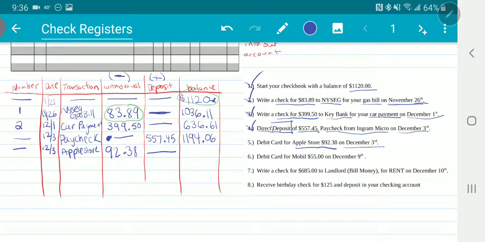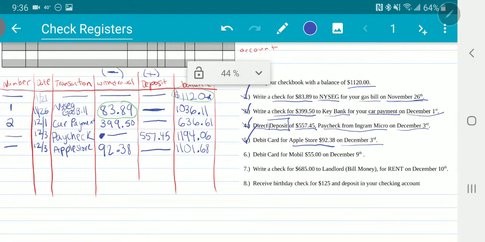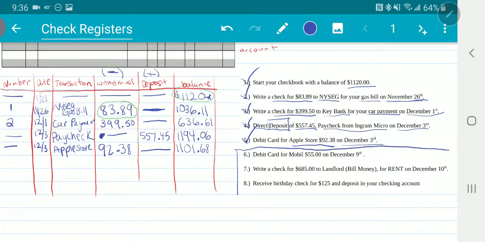So again, $1,194.06 minus that $92.38, and I have a new balance of $1,101.68. Okay, so we just finished up number 5. What I want you guys to do now is your homework is going to be 6, 7, and 8 down here. You should have copied down the check register as we were filling it out. You've got 3 more lines that you need to complete.